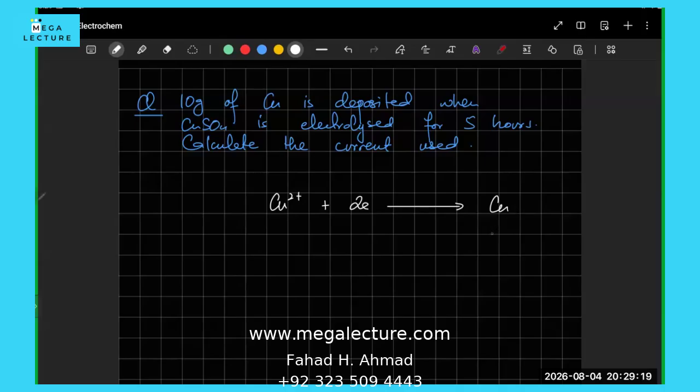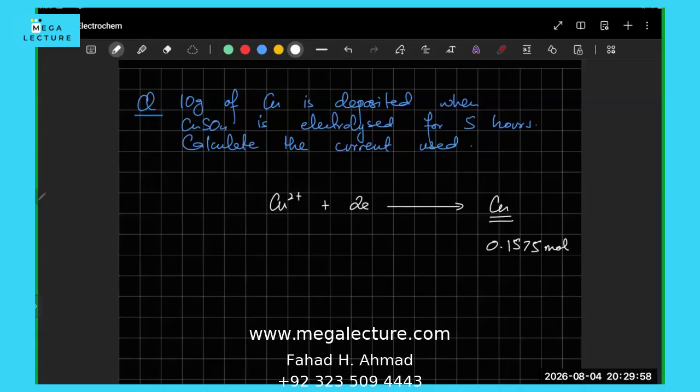ठीक है, तो इसके मोल से निकालो 10 grams है ना. So how many moles of copper do you have? What's the Mr of Cu? It's 63 point something. 0.1574. 0.1575 moles. So what is the next thing that you're going to do?